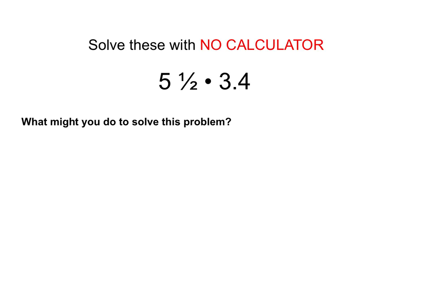Okay, so it says solve these with no calculator. So this is a no calculator unit. And we have 5.5 times 3 4/10. So we can't multiply a fraction times a decimal. And decimals are easier to multiply than fractions. So we are going to change our fraction into a decimal.